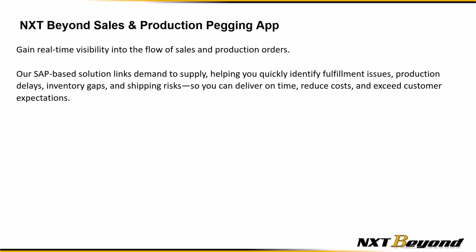Today we're going to take a look at the Sales and Production Pegging app, which allows customer service representatives and production personnel to gain real-time visibility into the flow of sales and production orders. Our SAP-based app solution links demand to supply, helping you quickly identify fulfillment issues such as production delays, inventory gaps, and shipping risks, so you can deliver on time, reduce cost, and exceed customer expectations.